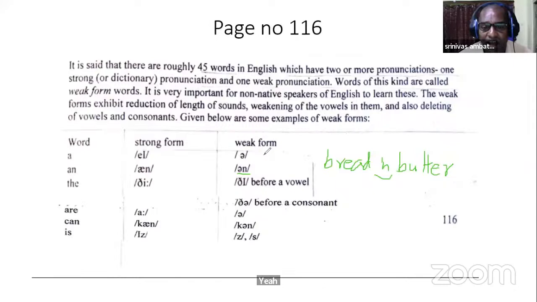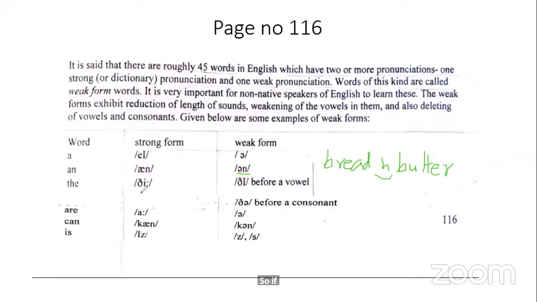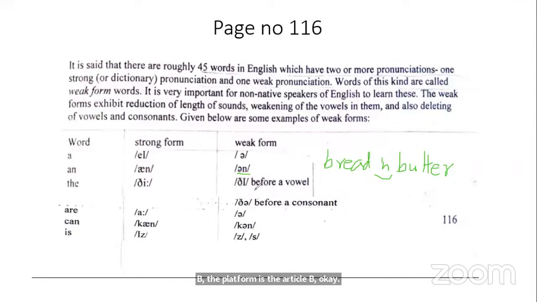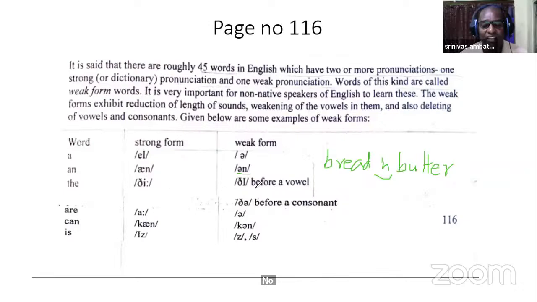Now third one, the. What is the strong form? The. Strong form is the, the article. And weak form is the. You don't say the, just the. The best. Mostly we use the best.